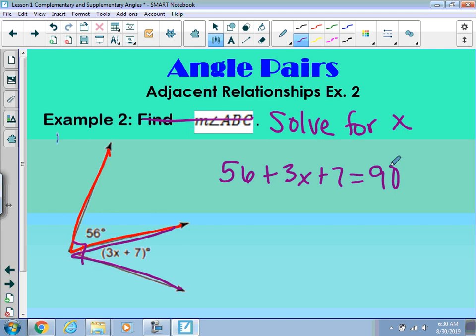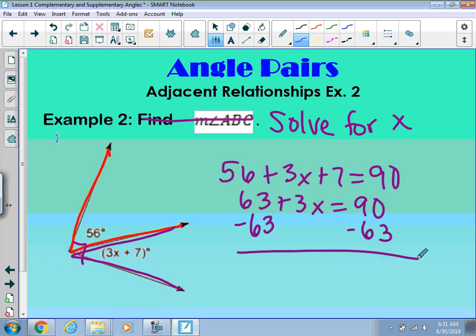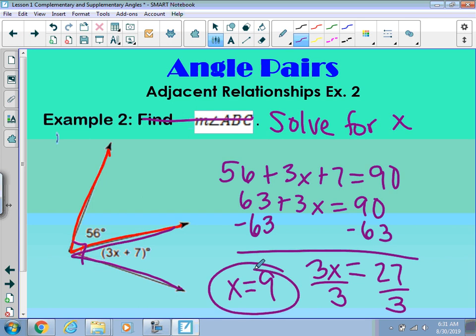So we combine our like terms, and we get 63 plus 3x equals 90. Subtract 63 from both sides, and we get 3x equals 27. Then we divide both sides by 3, giving us an x value of 9. All the problem asked us for was the value of x. We could have plugged 9 back in to find the value of that angle as well, and it's possible for them to ask us that.